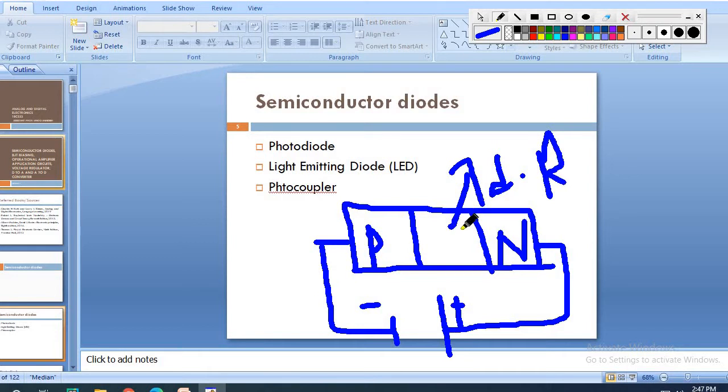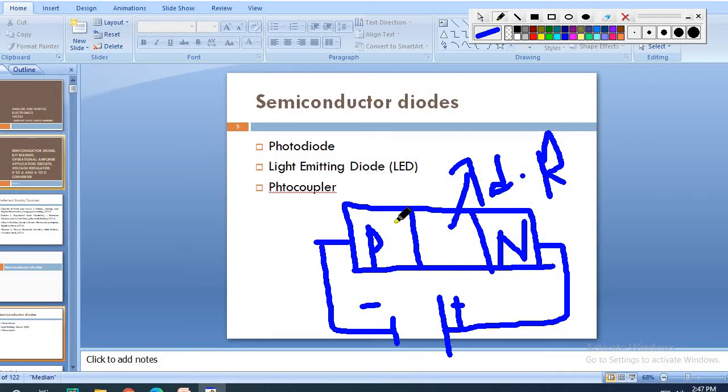So how exactly is this depletion region created? When I apply a reverse bias voltage, negative to the P type and positive to the N type, this depletion region forms between the PN junction. It will not allow the holes to cross this junction, and simultaneously electrons to cross this junction towards the P type. That is the depletion region.